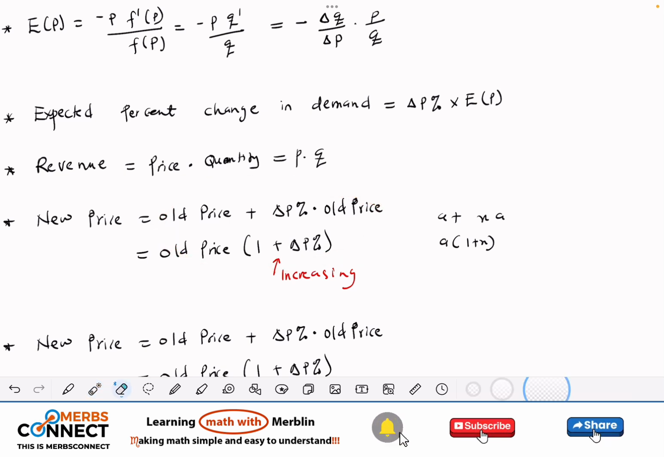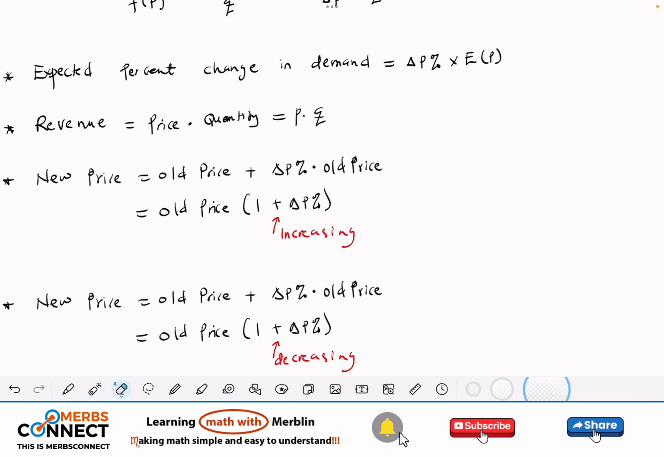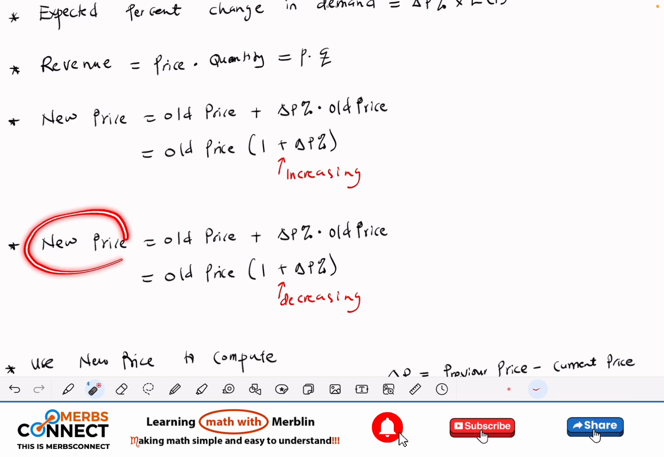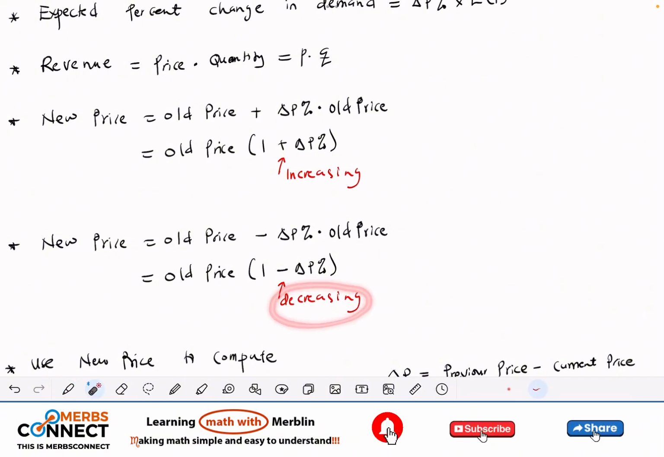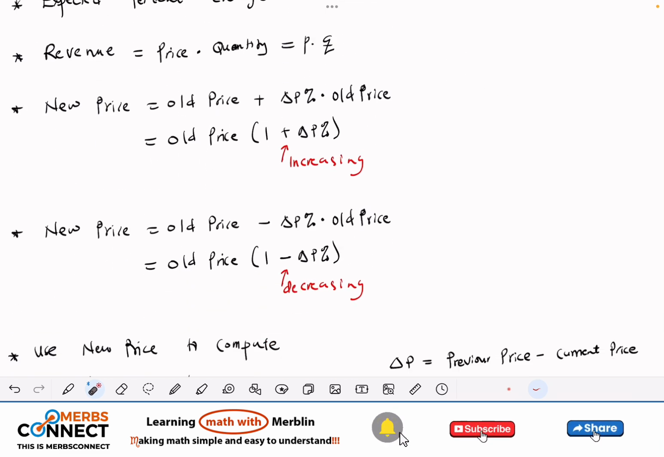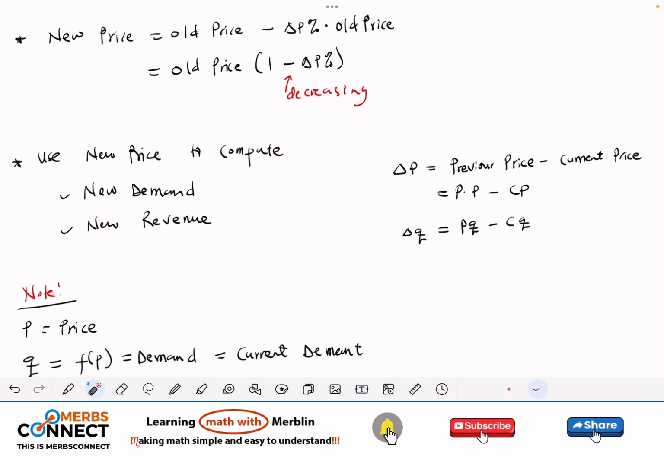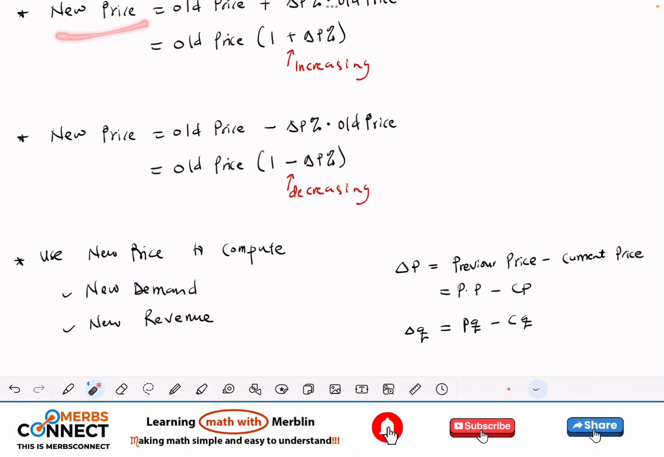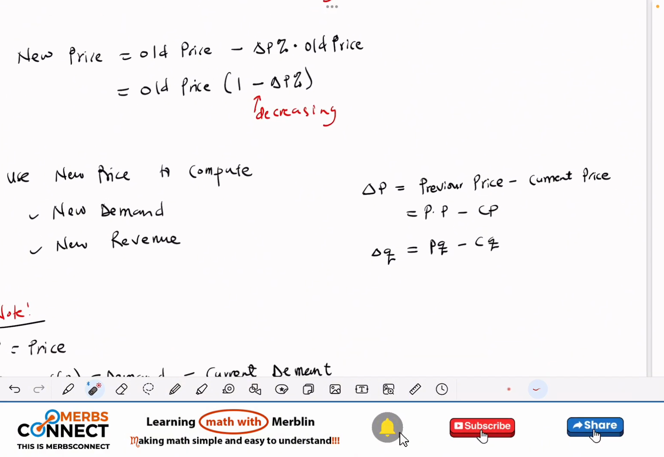So this happens when we are using the addition, when it's talking about increases. And then the same thing here, oops, this one's supposed to be minus. This one is talking about when the function is decreasing. So this is how we also need to do that. Now we use our new price, either this or this, to compute the new demand and the new revenue.